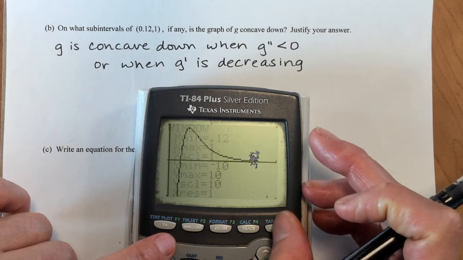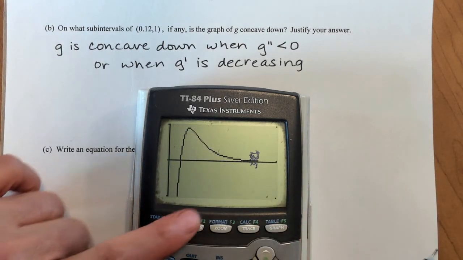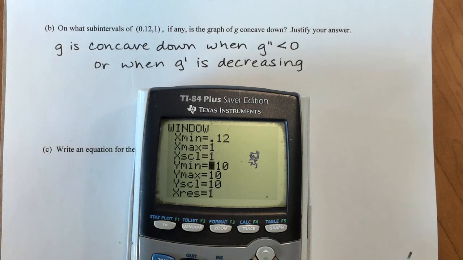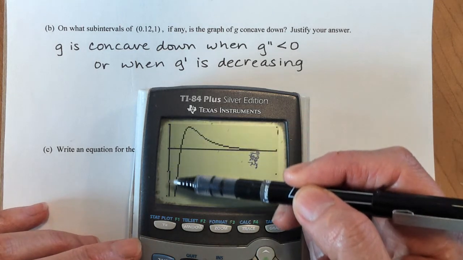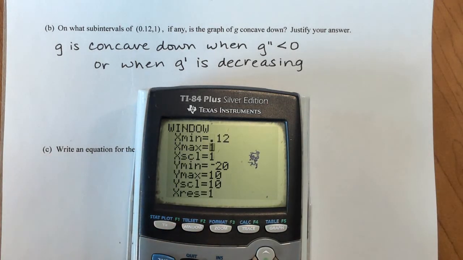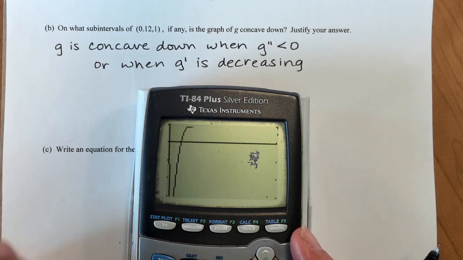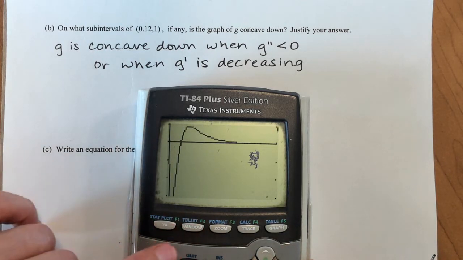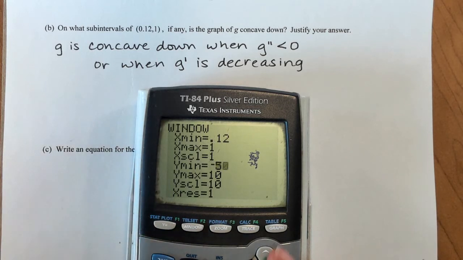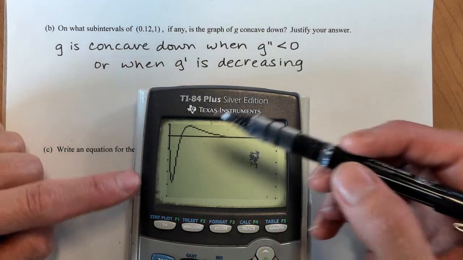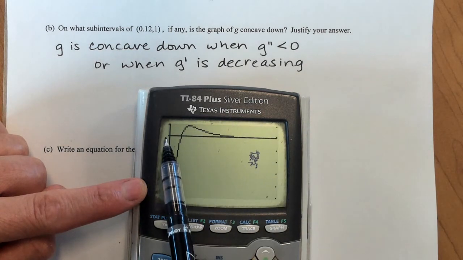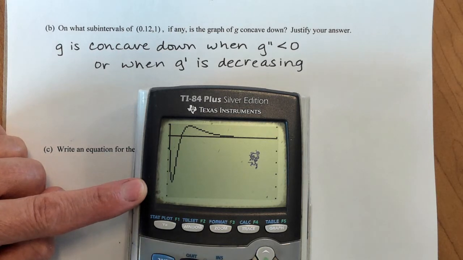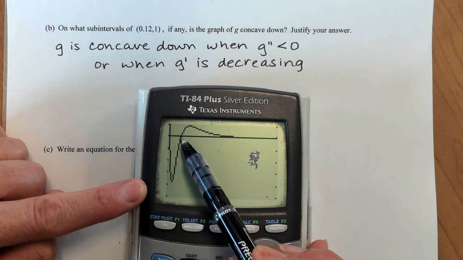0.12. Oh, it looks like there are two intersections. I'm going to change my window again. Yeah, the graph comes down and then goes back up. Wow, how far down does it go? Really far down. Let's go to -50. There we go. Okay, so now you can see the graph comes down and then goes back up. So from here to here, the graph of the second derivative is negative, so I need to find that point and that point.